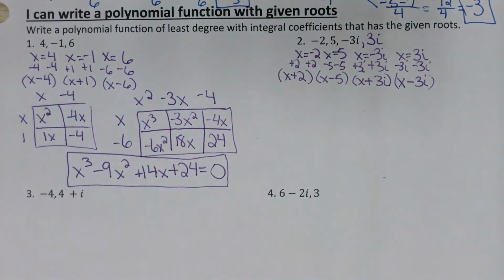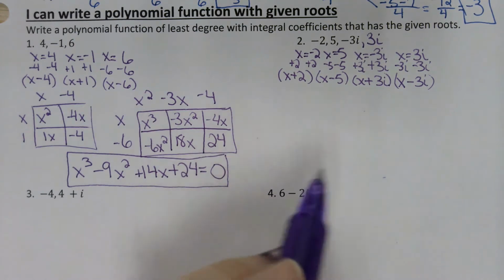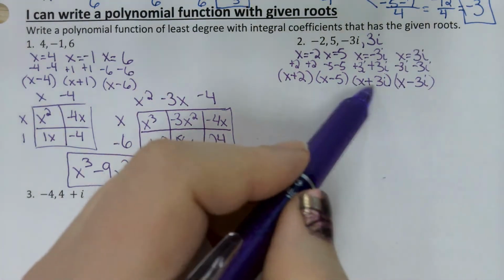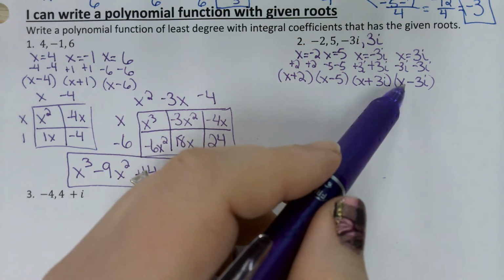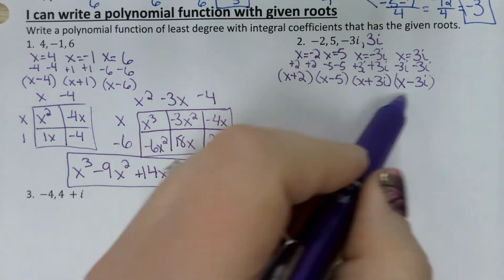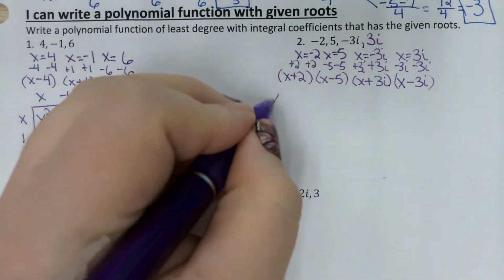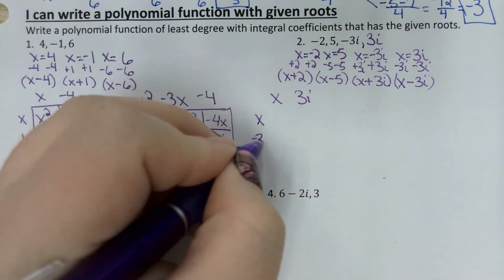Now, here's where I tend to ask you to do things a little differently. Instead of just starting at the beginning and multiplying, I ask that you multiply the two factors that have i's together because that will get rid of i in your answer. So we're going to multiply these two together first, x plus 3i and x minus 3i.